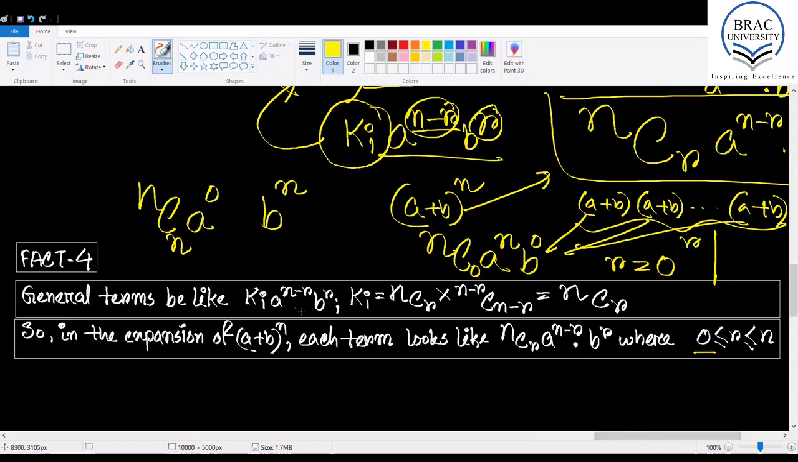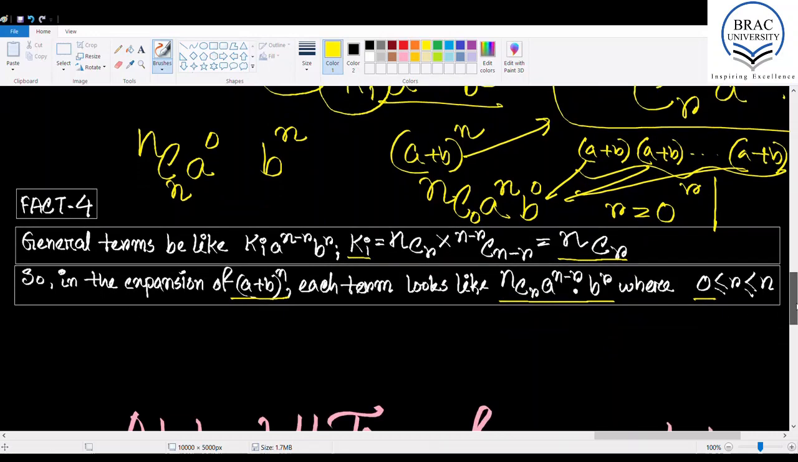The general term looks like Ki a to the power n minus r b to the power r, and we determined that Ki will be nCr into n minus r C n minus r, that is nCr. That's what we got. And in the expansion of (a + b) to the power n, each of the terms will look like nCr a to the power n minus r into b to the power r.